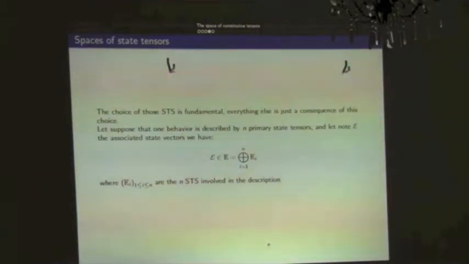Okay, here I have slides that are overwritten, so it's not the most beautiful in my presentation. I will be quick on that part.